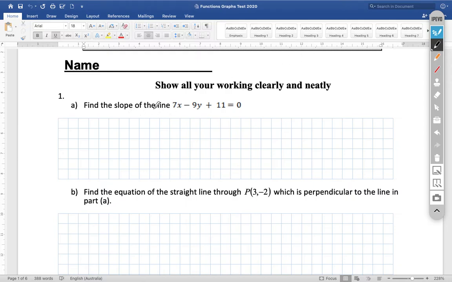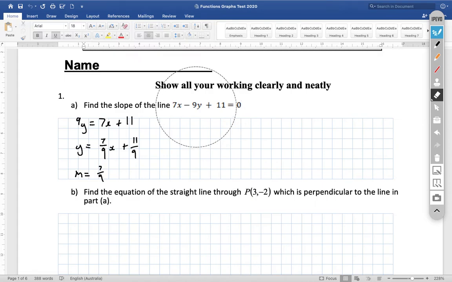11 methods. Find the slope of the line. Question 1a. Let's add 9y to both sides. Okay. You don't have to write that. Now, if I want to find the slope, I must have a single y, right? The slope comes out nice and easily if we get our line into this form, and there's the gradient number. So answer the question, slope equals 7/9.